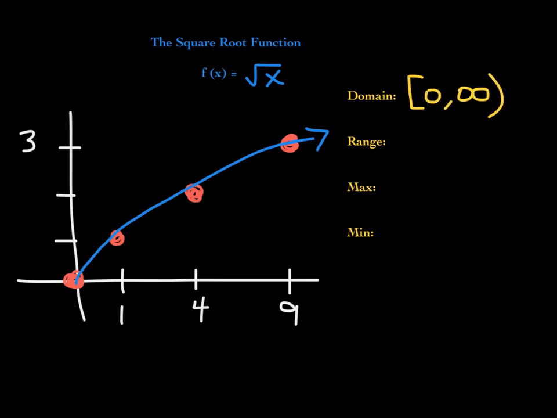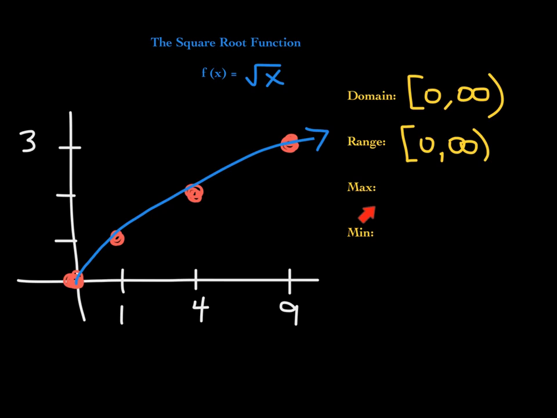The range is a set of your y values. You read it from bottom to top. Your lowest y value is 0, and it goes up forever eventually, so from 0 all the way to infinity. It'll be written the same way as the domain. Okay? It's written the same way, but remember, these are x values, whereas these are y values.